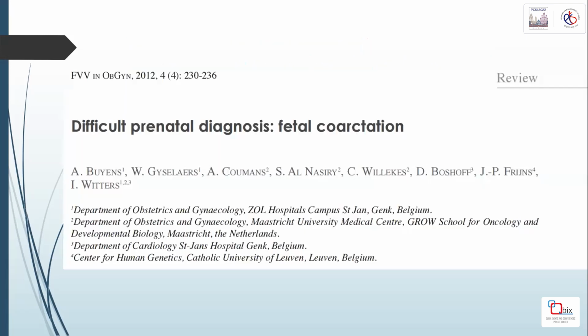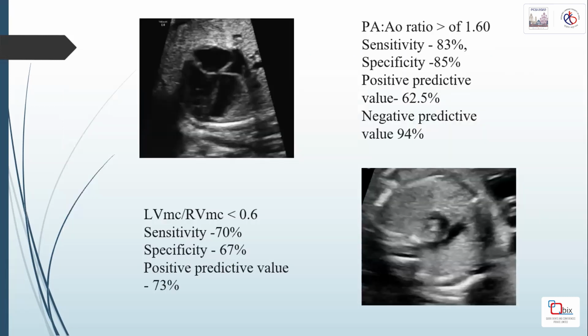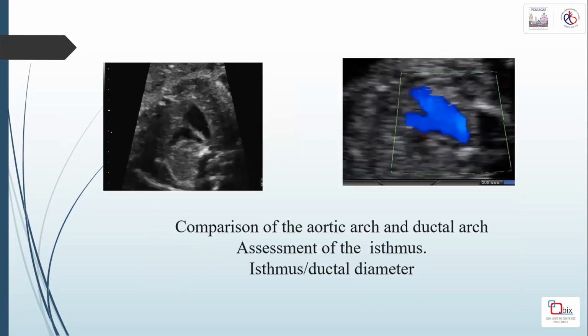This is a large review article where they reviewed the diagnosis of fetal coarctation. They have come out with certain measurements like the LV to RV mid-cavity ratio. If it is less than 0.6, it has a sensitivity of about 70% and specificity of 67% in detecting fetal coarctation. When you look at the isthmus-to-PA ratio, a PA to isthmus ratio of more than 1.6 has a sensitivity of 83%, specificity of 85%, and a positive predictive value of 62.5%. So it is important to look at these measurements and very important to follow them serially as well.